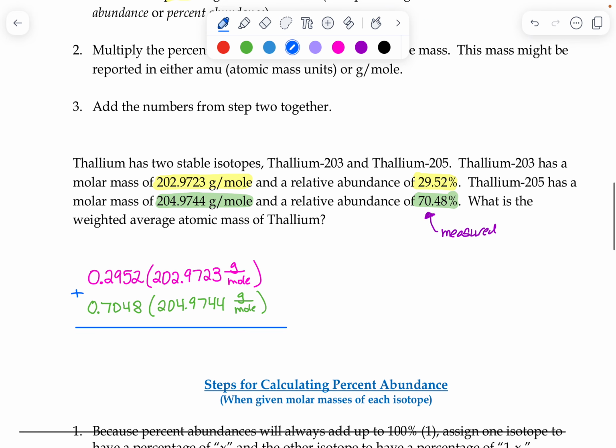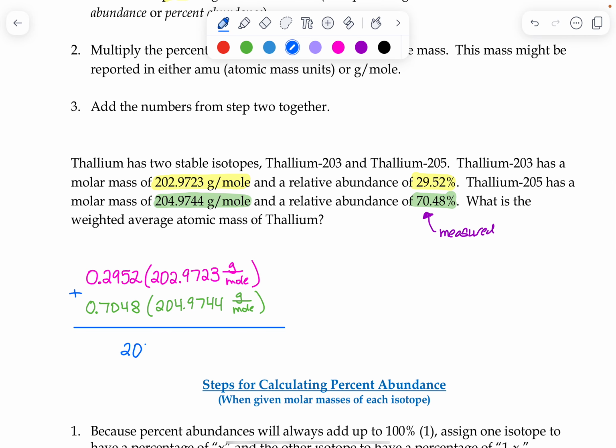If you were to do that, your calculator would give you an answer of 204.38338. Now, sig fig wise, this does get a little bit messy because we're both multiplying and adding. I would go with the multiplication rule over anything. So you can see those masses have lots of sig figs associated with them, while the percentages only have 4 sig figs. So I'm going to keep 4 sig figs, not 4 decimals, 4 sig figs.